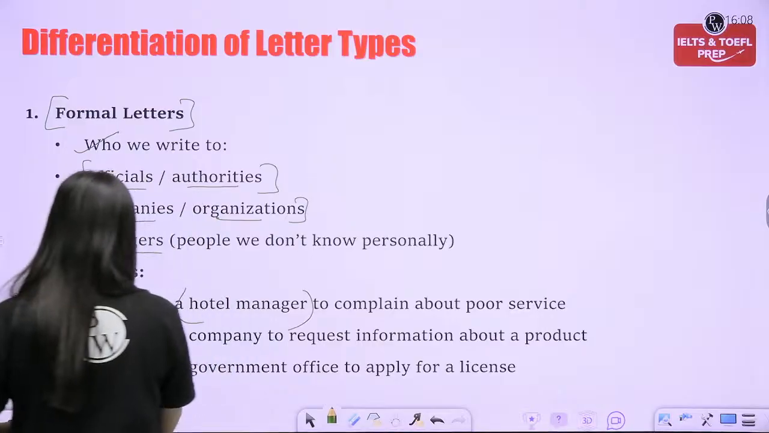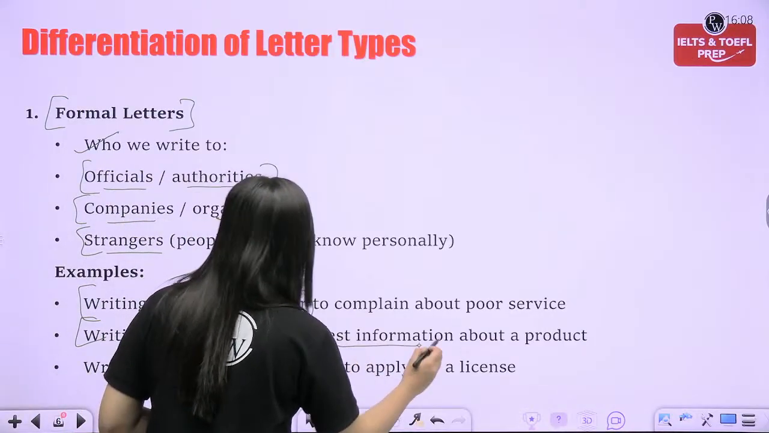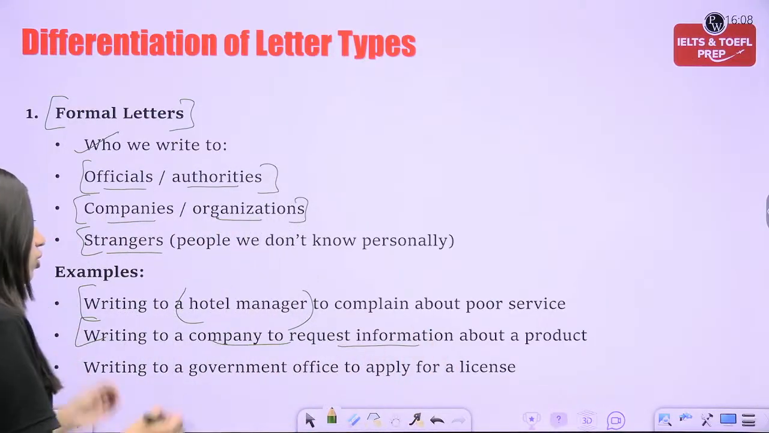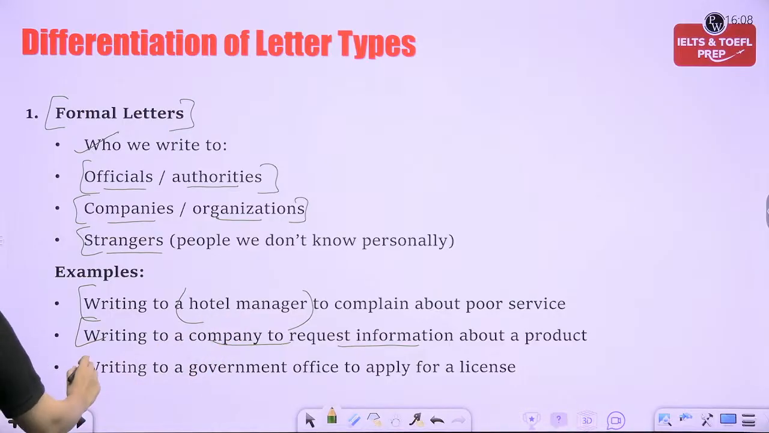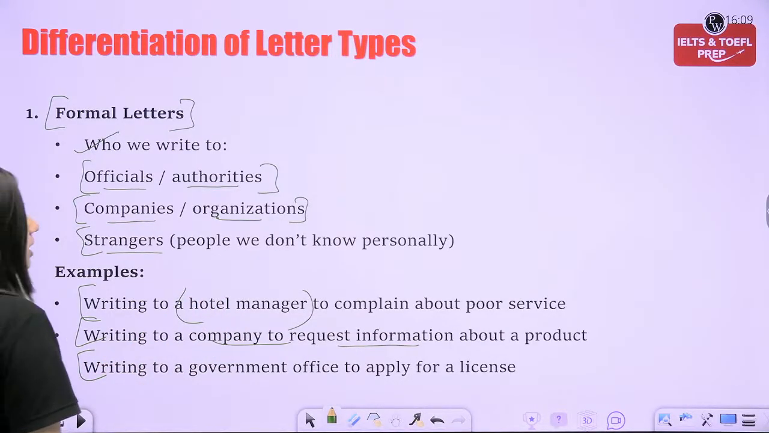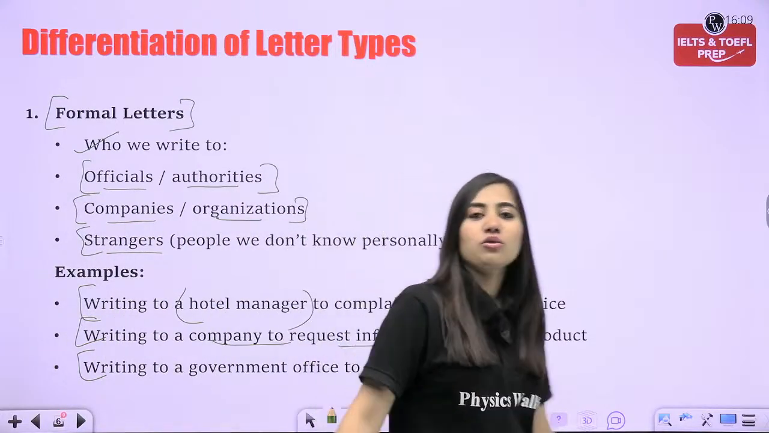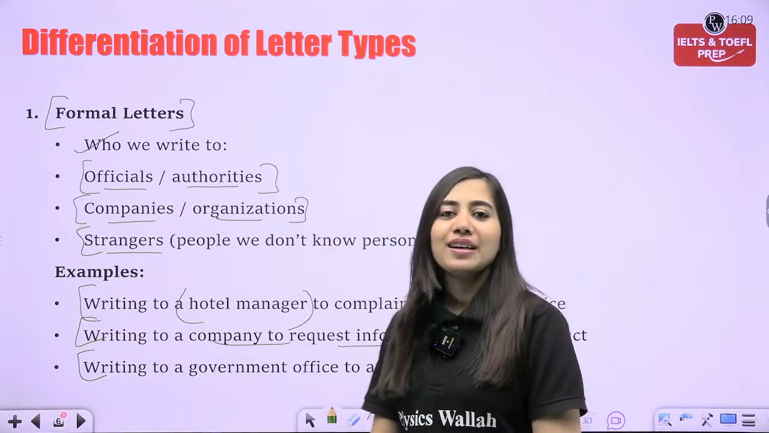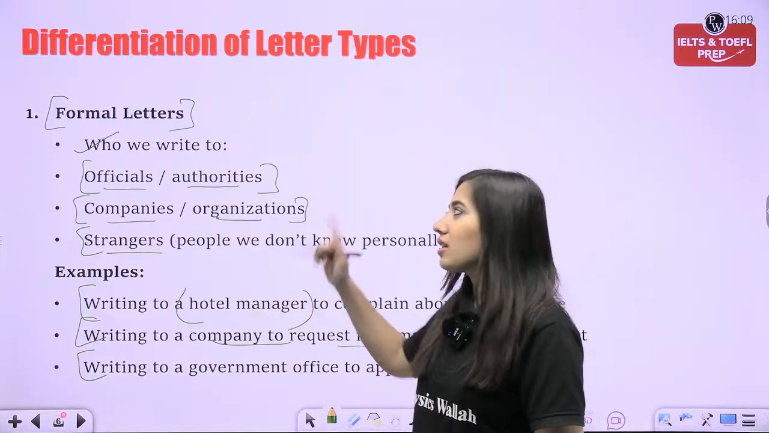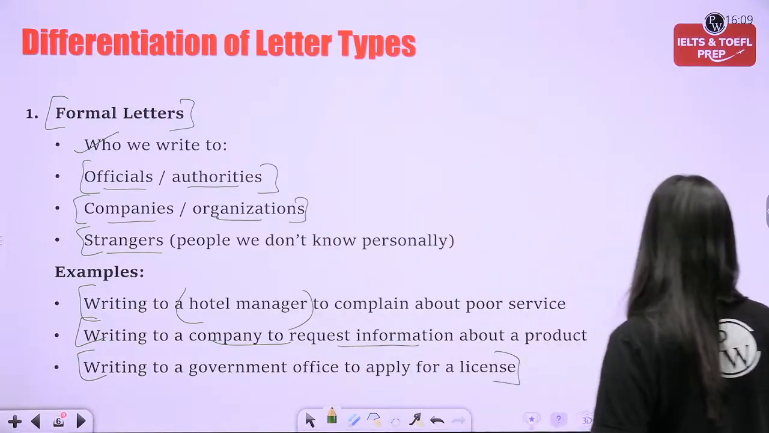Next, writing to a company to request information about a product. Here also you don't know anything about that specific person you're writing to. And writing to a government office to apply for a license. Again, you're not sure of the government officials over there, right? So all these sorts of things come under formal letter writing.